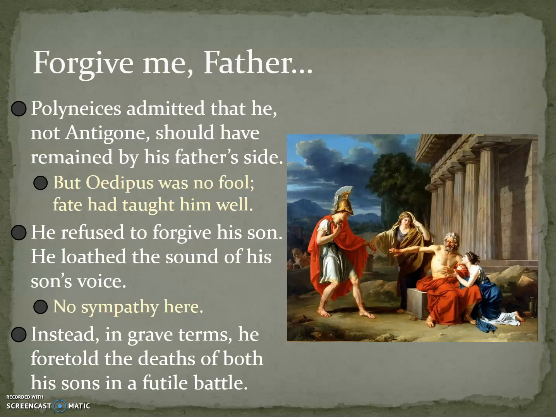He admitted that he, not Antigone, should have remained by his father's side, but Oedipus was no fool. Fate had taught him well. He refused to forgive his son. Okay, he loathed the sound of his son's voice. Basically, he realized his son is just trying to play nice to his father now that he has a use for him. So instead, in grave terms, he foretells the deaths of both his sons in a futile battle. As it is, he already knows bad things are going to happen to his children.